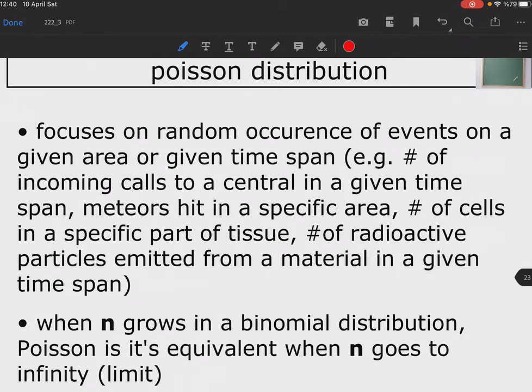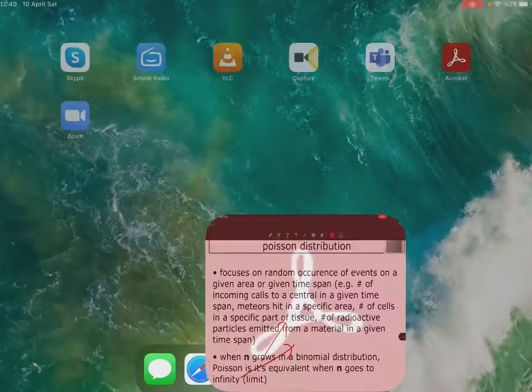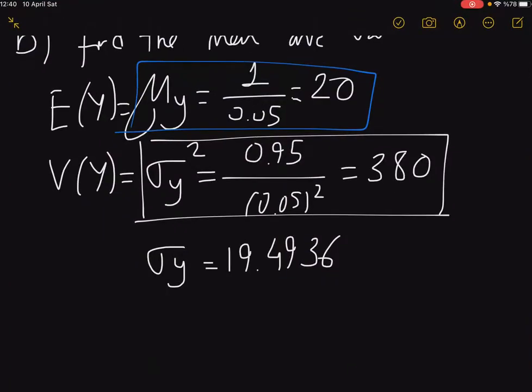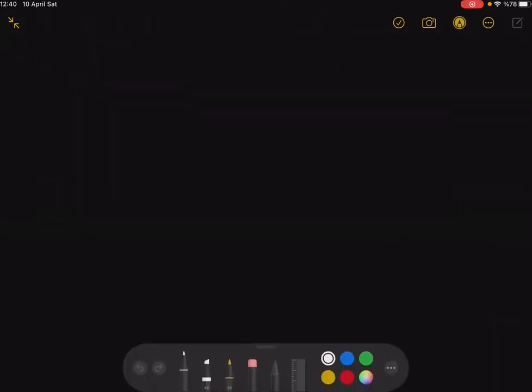When your n grows, this is, I think, a very nice sentence. When your n grows in a binomial distribution, so when your trials grow in a binomial distribution, Poisson will be its equivalent when your n trials go to infinity. You assume it like this, or you calculate it like this, which is very convenient to calculate. Let me try to show this to you on the board, hopefully.